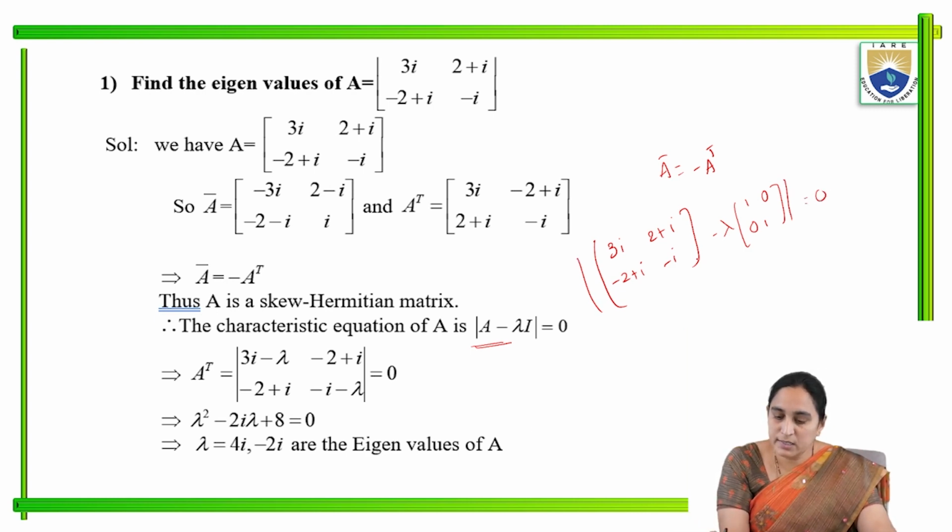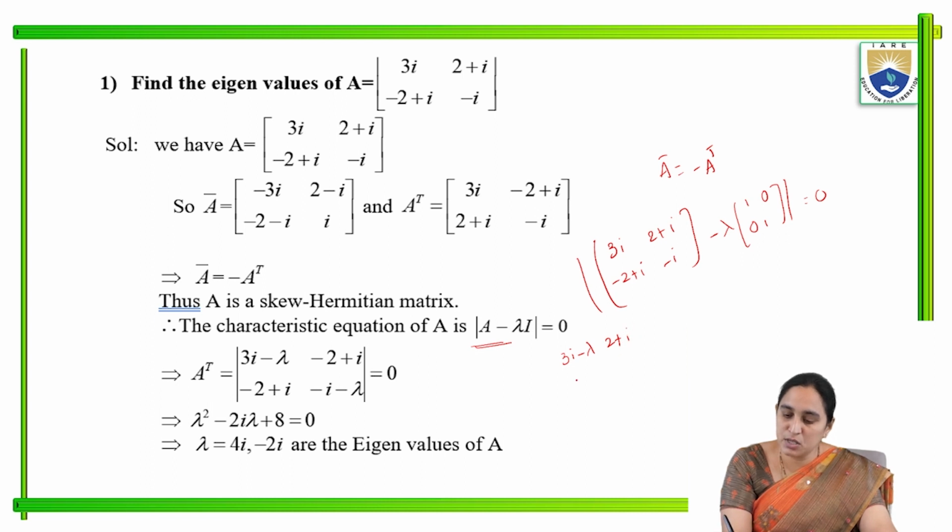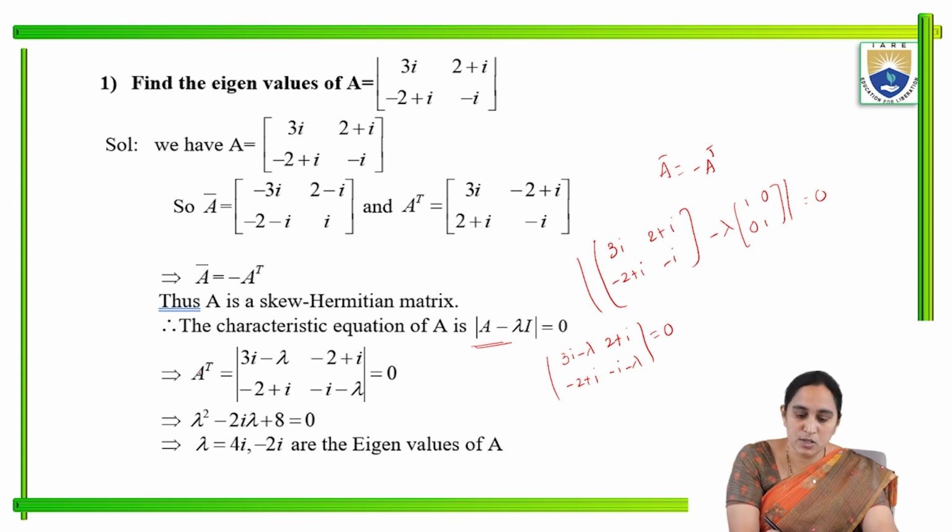Multiply the identity matrix with lambda and subtract it from A. That gives [3i minus lambda, 2 plus i; minus 2 plus i, minus i minus lambda], whose determinant is equal to 0. This is the characteristic equation of the given matrix.